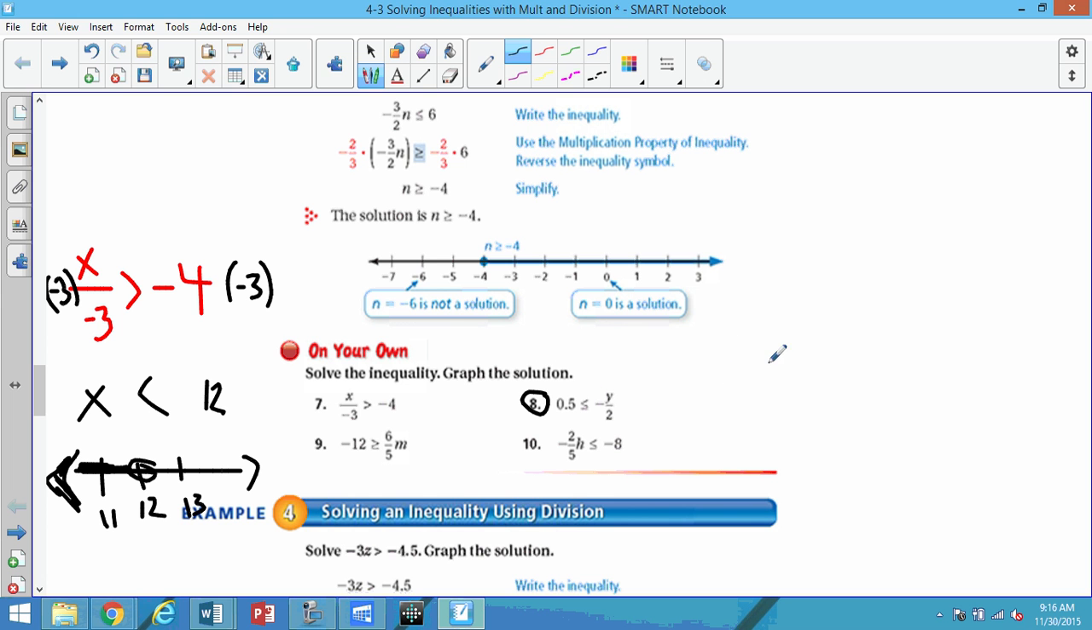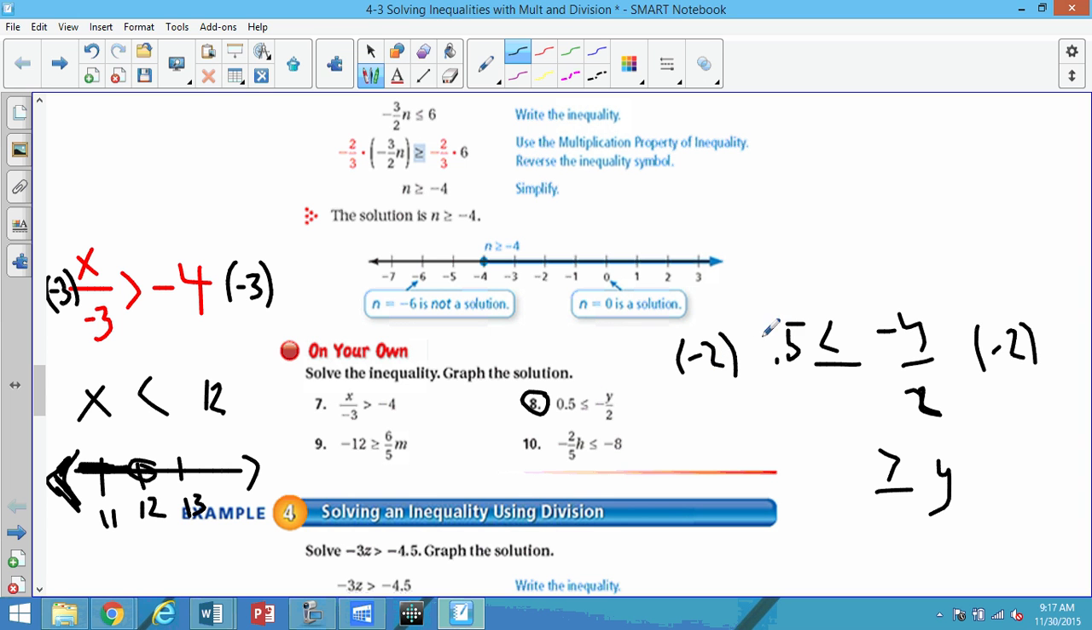Okay, number 8 says you have 0.5 is less than or equal to -y over 2. Now that negative is not with either the y or the 2, it's with the whole fraction or the whole ratio. So when you multiply, you're going to multiply by -2 to get rid of that negative, because I don't want a negative y, I want a positive y. And if I multiply by -2, it takes away that negative. So I'm going to multiply both sides by -2. Then over here, I'm left with y. Now, because I multiplied by a negative, I have to flip my sign. So it's going to be like that.